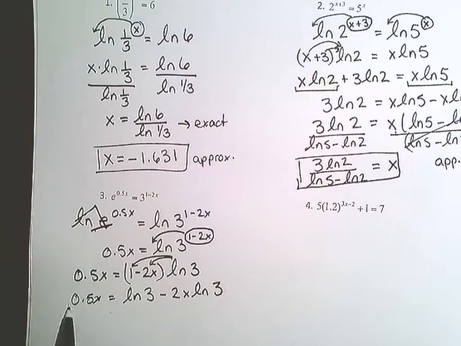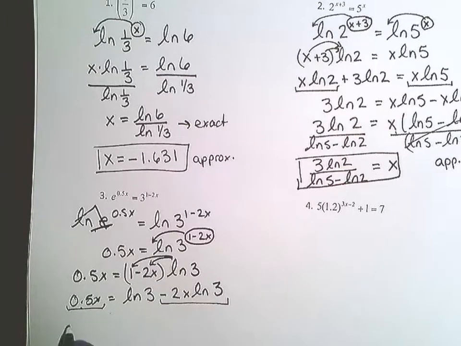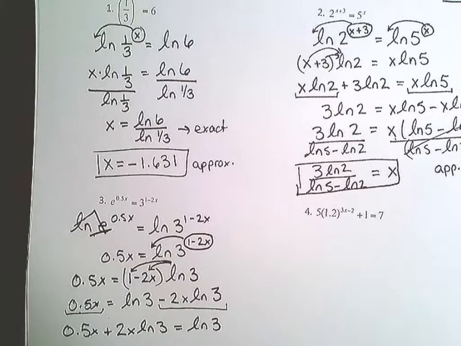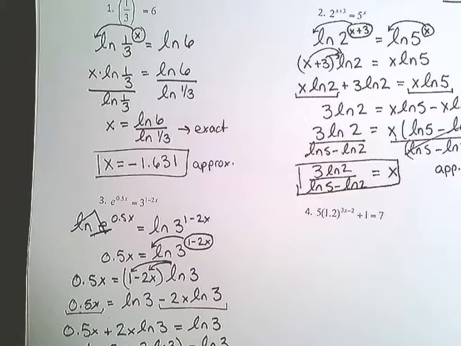So I noticed that this guy right here has an x, and this guy has an x. So I'm going to put them together. I'm going to bring this over here. So 0.5x plus 2x ln of 3 equals ln of 3. So we have a common factor of x. So this ends up being x times 0.5 plus 2 ln of 3 equals ln of 3.